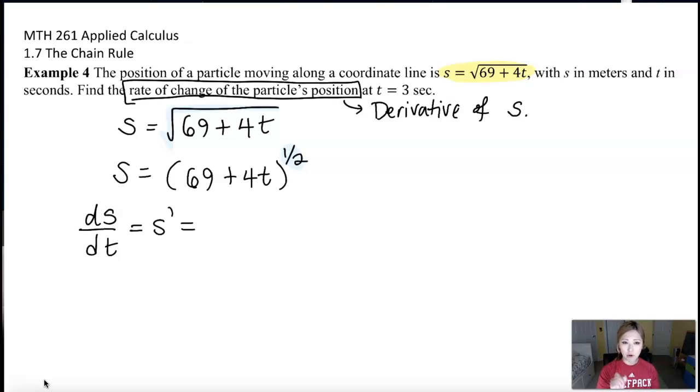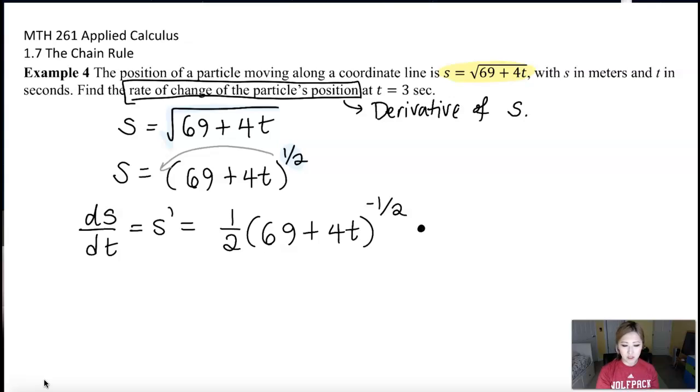That is just s prime. So let's use the power rule. Bring down this half to the front. We're going to have 1/2 times 69 plus 4t raised to the negative 1/2 power. But don't you forget about that chain rule. Now we need to multiply this by the derivative of the inside function, and the inside function is just 69 plus 4t. So we're multiplying this by the derivative of the inside, which is 69 plus 4t.